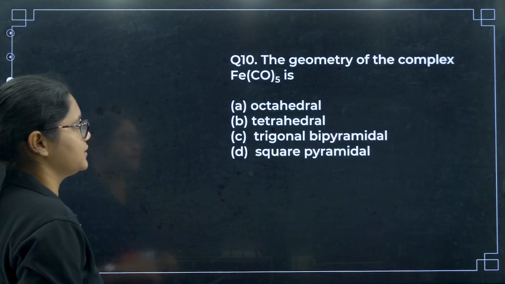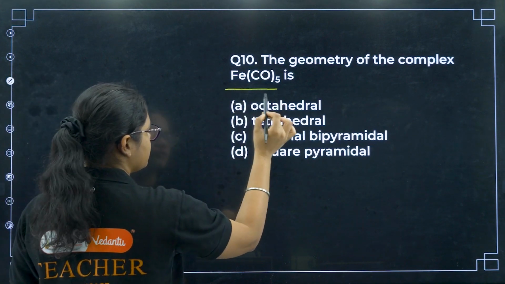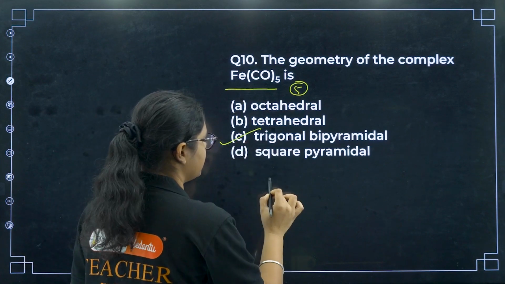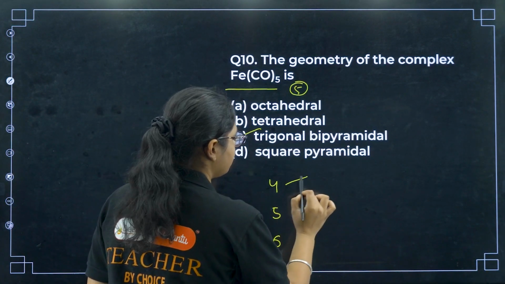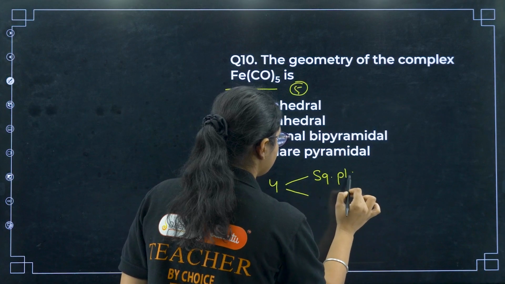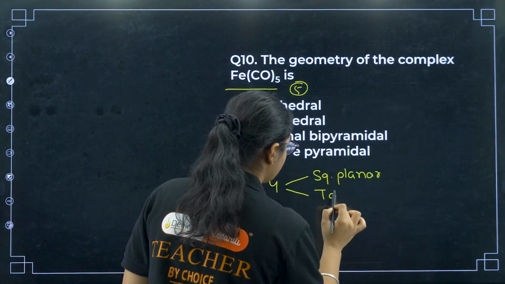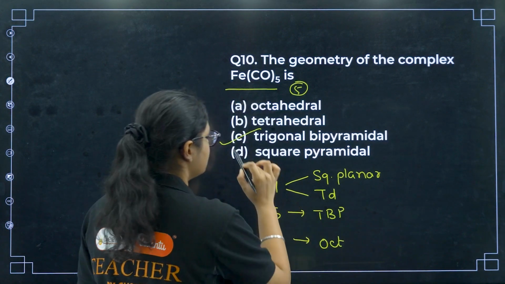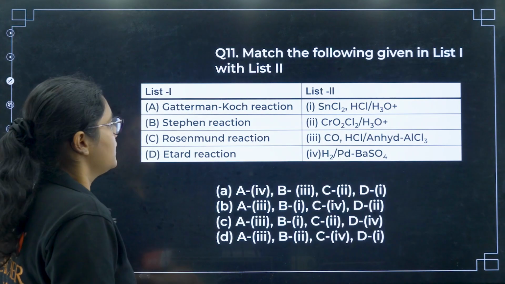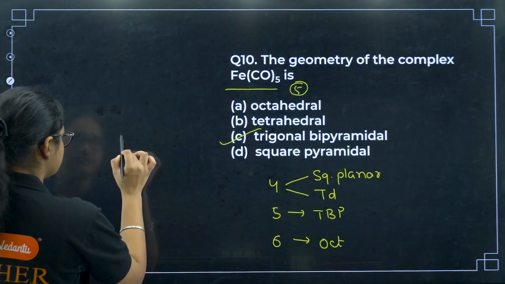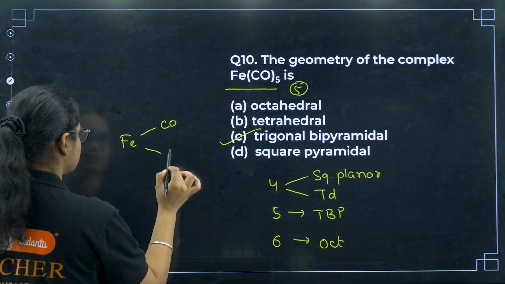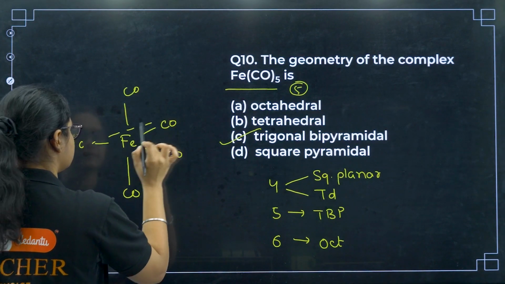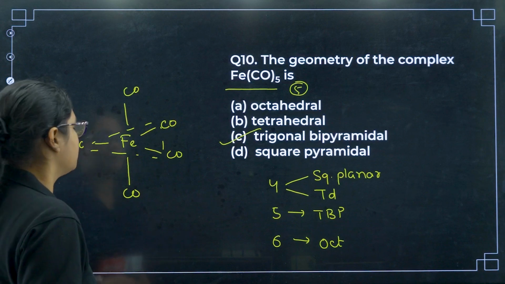This is from the application. The geometry of Fe(CO)5. So the coordination number is 5, and the geometry is trigonal bipyramidal. So remember 4, 5 and 6. For 4 we have 2 geometries, square planar and tetrahedral. For 5 it is trigonal bipyramidal, and for 6 it is octahedral. So option number C here. I can also draw and show you. It is like this: Fe, you have CO, CO, CO, CO and CO. So this is your trigonal bipyramidal.